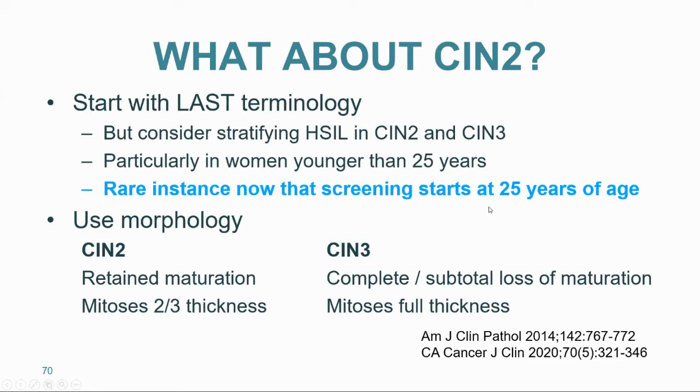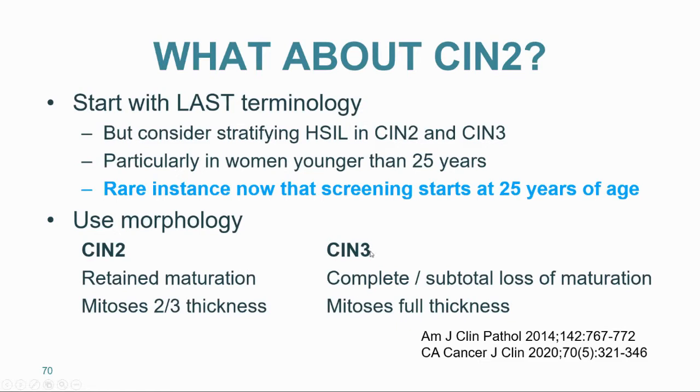So the possibility of having a patient that is younger than 25 years with a diagnosis of HSIL is going to become more infrequent. However, we're still going to see it. And if our clinicians want us to make that distinction because it may matter to the patient, rely on morphology. I usually classify something as CIN2 if I see partially retained maturation, when the mitosis extends only to the two lower thirds of the epithelial thickness.